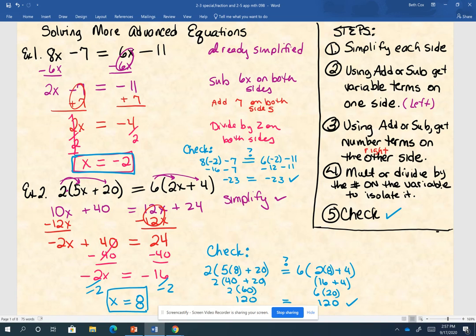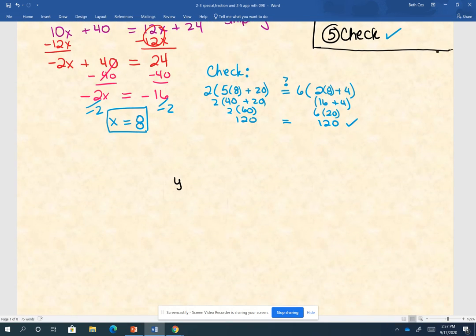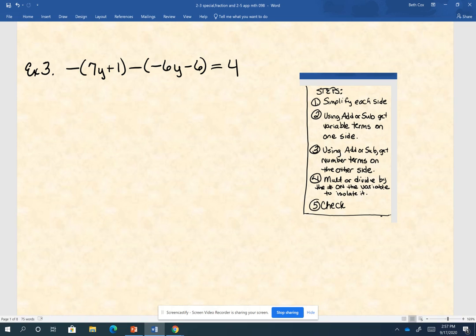Okay, this is just regular advanced equations. All right, so let's try. Go ahead and stop the video. And here's example 3. I'm going to come back and work example 3 in just a minute. Y'all go ahead and see if you can get it done, because it's just math.